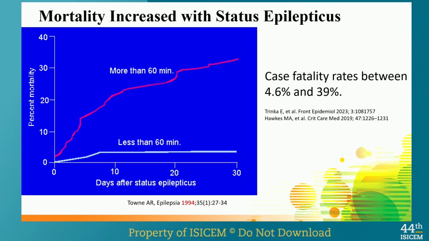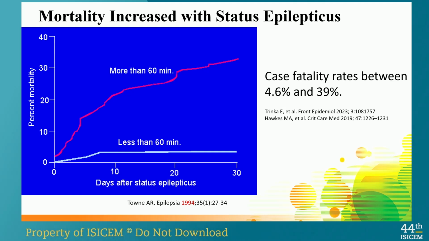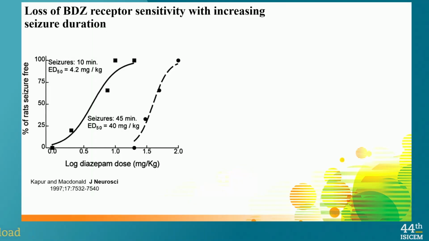We know that mortality increases when the patient gets into status epilepticus, comparing if the patient has been seizing for less than 60 minutes versus more than 60 minutes. You can see the mortality is quite dramatic. So we need to try and stop this from happening.